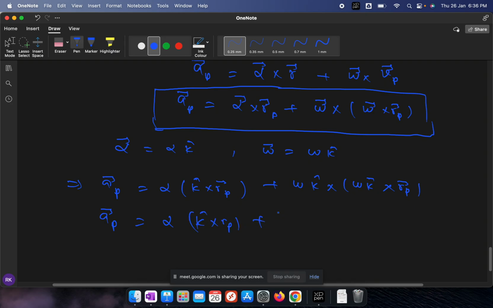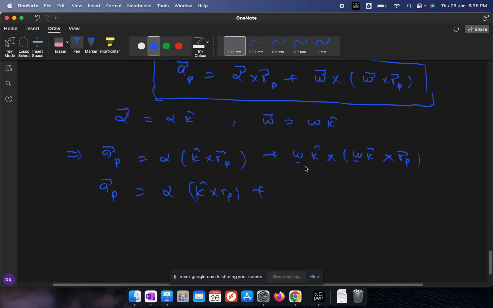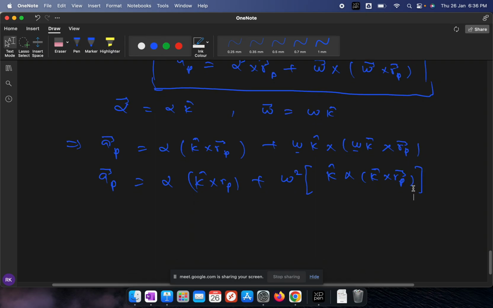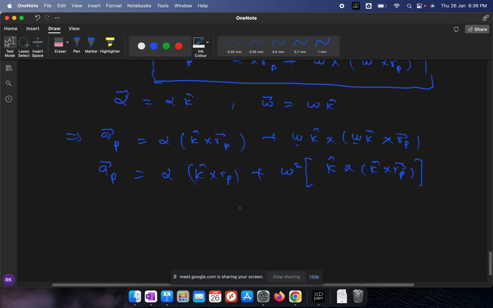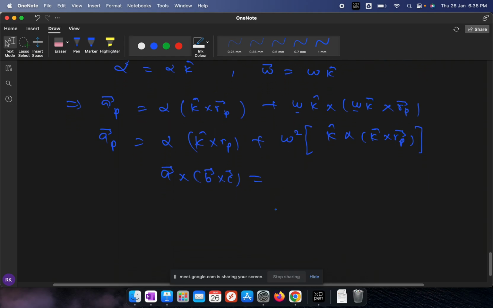Plus, here you can separate the scalar, so that will be omega square, and now it becomes k cross k cross rp. Can someone tell me what is the formula of vector triple product? If I write A cross B cross C, then what will be the formula? Tell me.